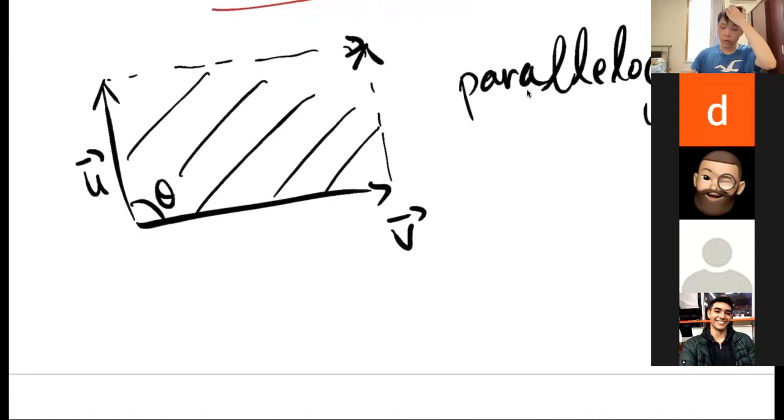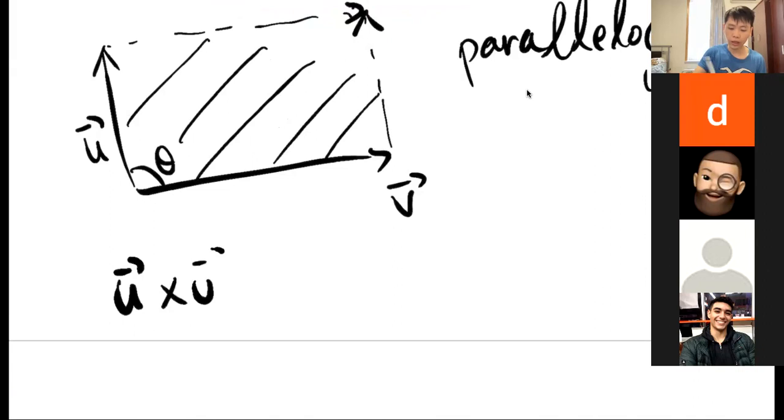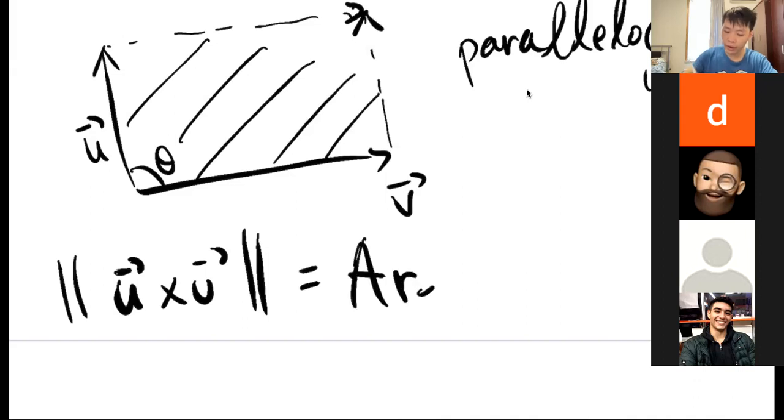The cross product is also related to the parallelogram in the way that the norm of the cross product, remember, the cross product returns a vector, and the vector has a norm, is actually equal to the area of the parallelogram.